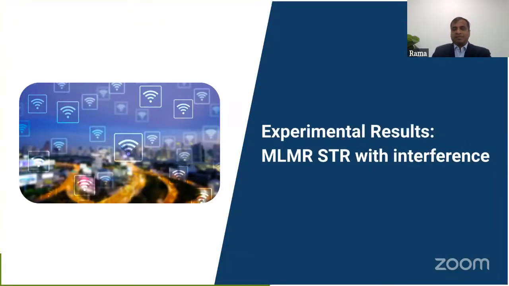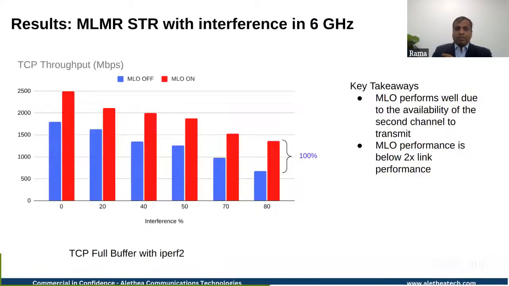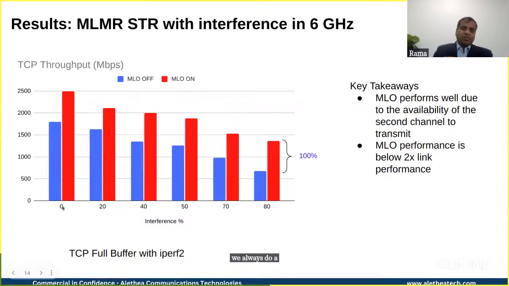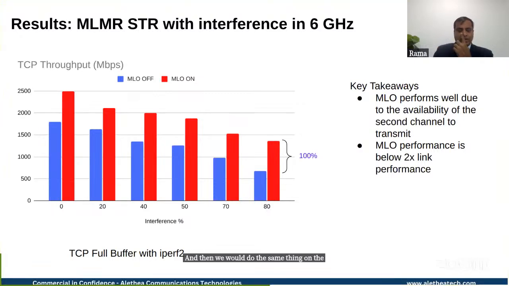So now we are coming to the real stuff in this presentation, the experimental results for MLMR STR with interference. Before I dwell on the results themselves, we always do a test from 0% interference to 80% interference. We would first introduce this interference on one channel, and then we would do the same thing on the second channel as well. When we do the two-channel test, we introduce interference simultaneously. Okay, so I will come to it when I actually discuss that part of the experiment.